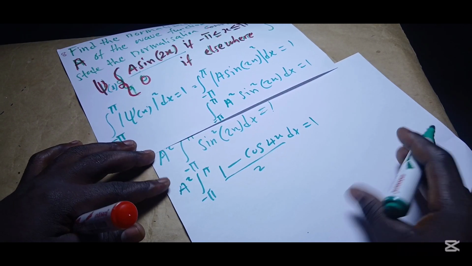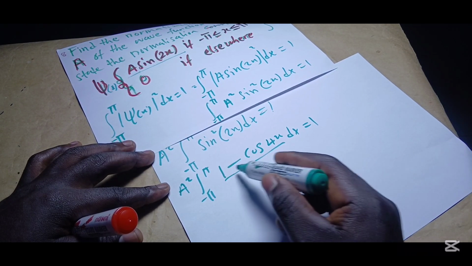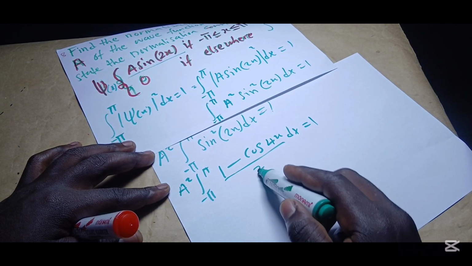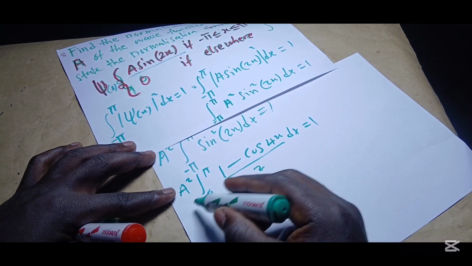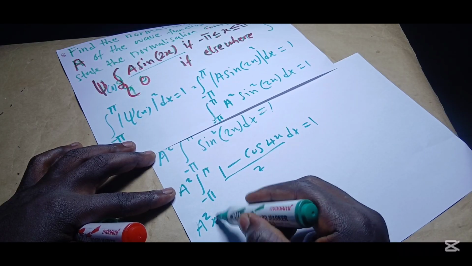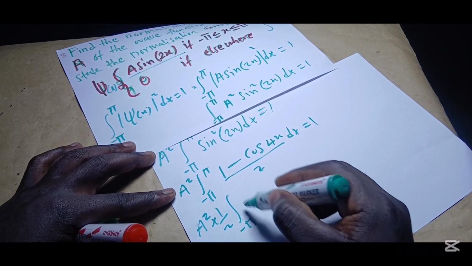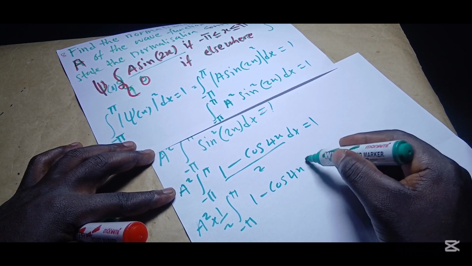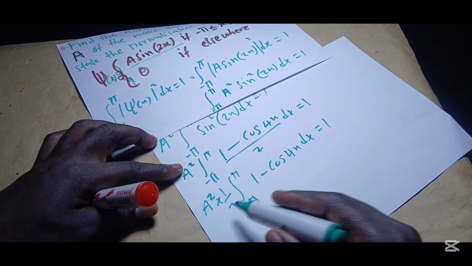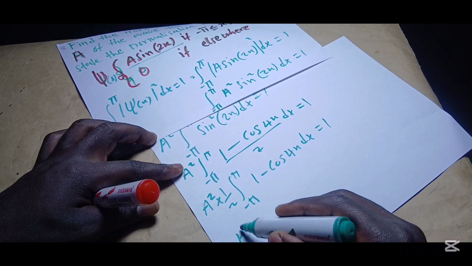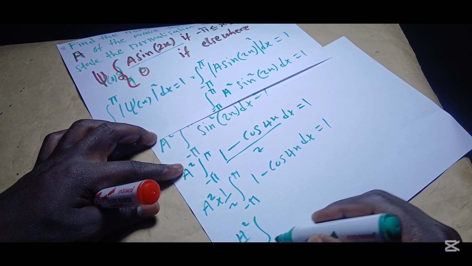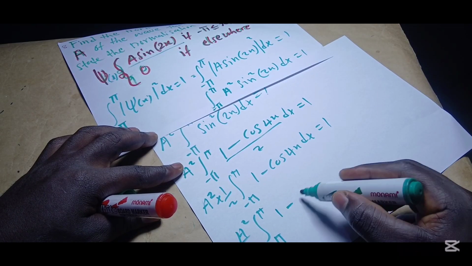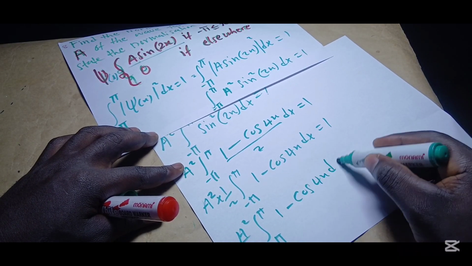So now the next thing we want to do is to factor half out. This is the same as half multiplying this to get 1 over 2 here. So we can just factor half out. A to the power 2 multiplied by half, integral from negative pi to positive pi of 1 minus cos 4x dx equal 1. So this becomes A squared over 2 integral from negative pi to positive pi of 1 minus cos 4x dx equal 1.